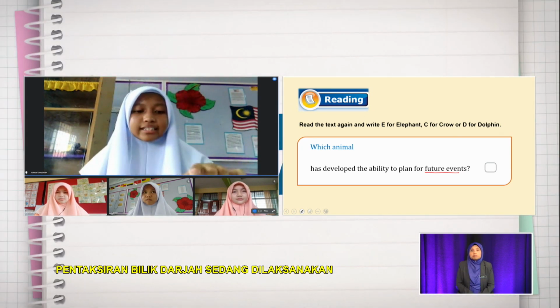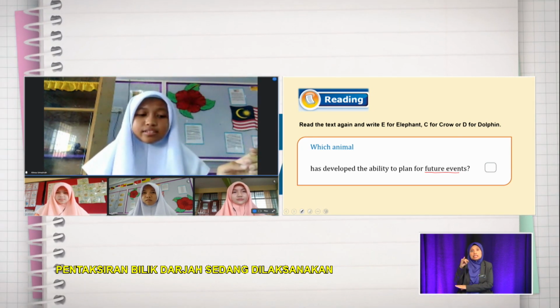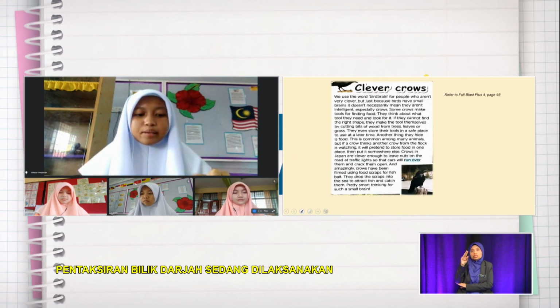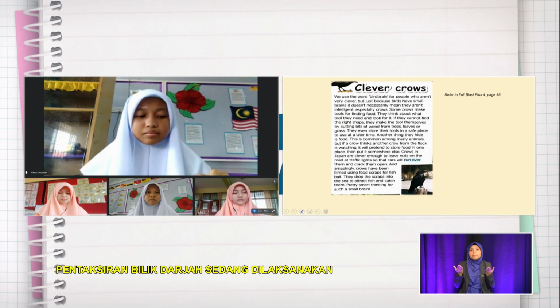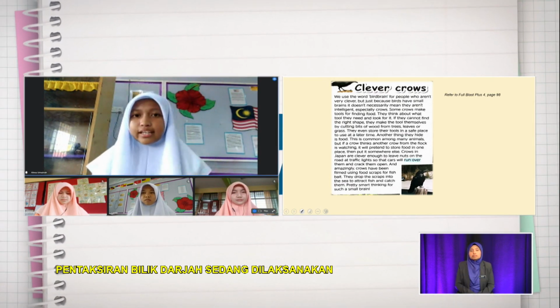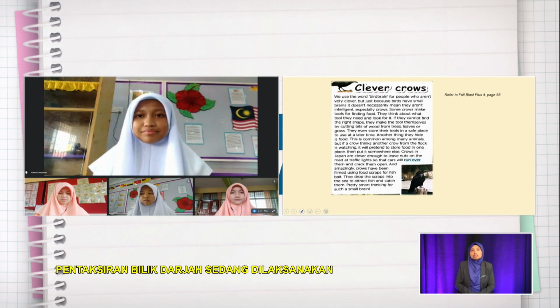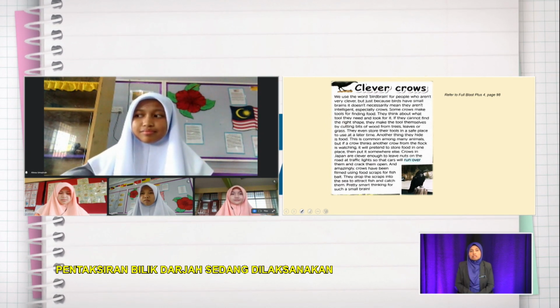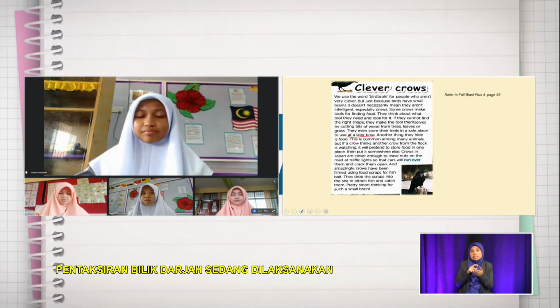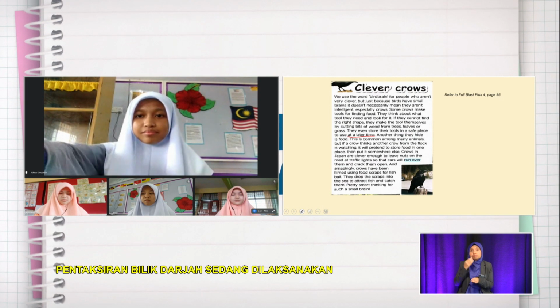It is in the text Clever Crows. So let's check. Okay, this is the text of Clever Crows. So where is the similar keyword? They store their tools to use at a later time. Okay, so they even store their tools in a safe place to use at a later time. So from the keyword "later," we know that it's a future event or something that is yet to happen.